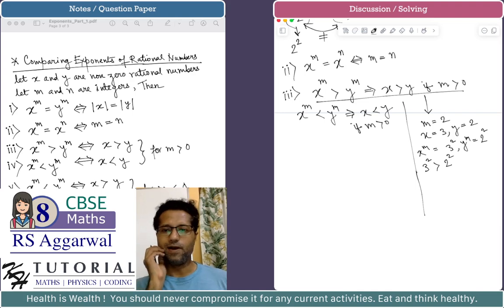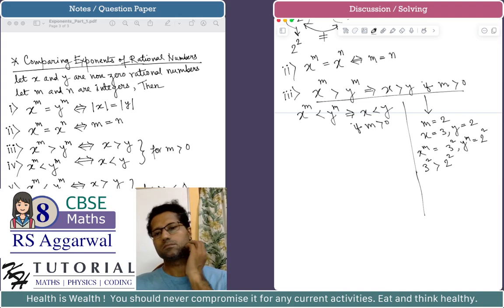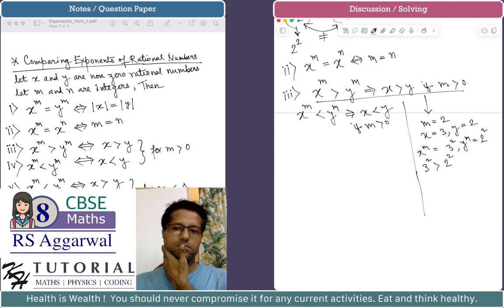Okay. Now why is it that if x is less than y, then x to the power m will be less than y to the power m, for m greater than 0? We are talking about m as a positive integer.